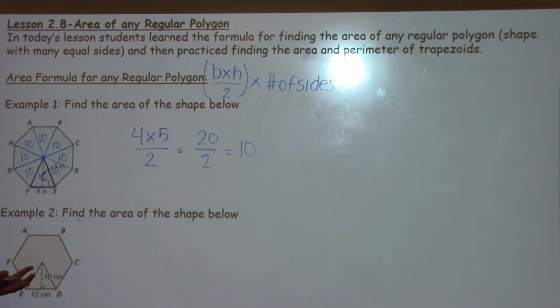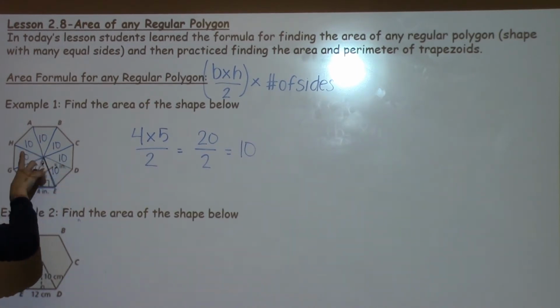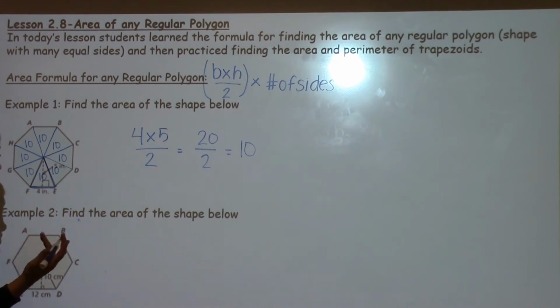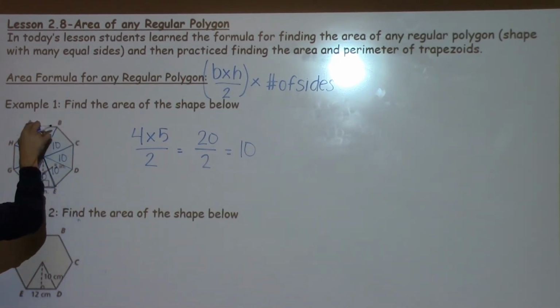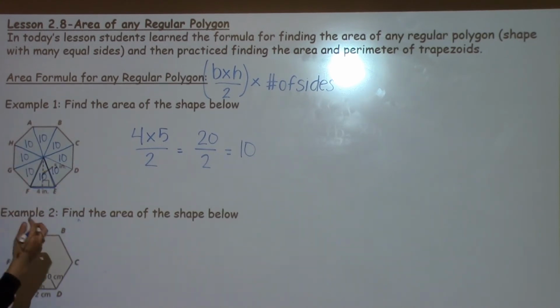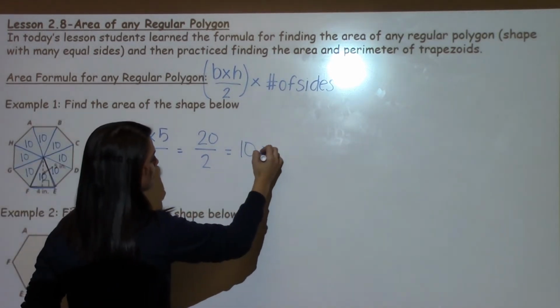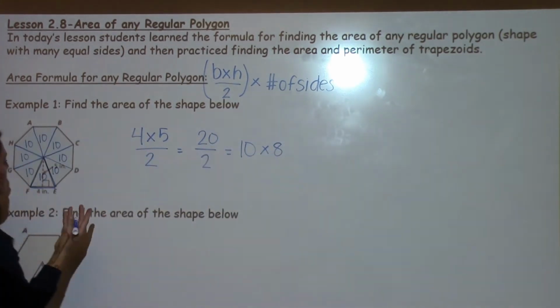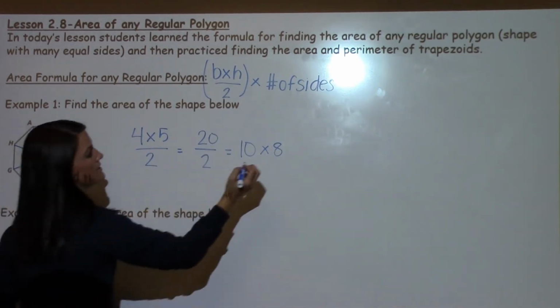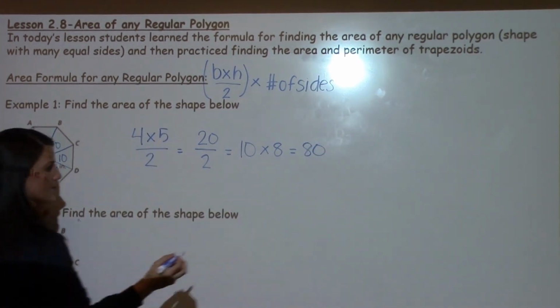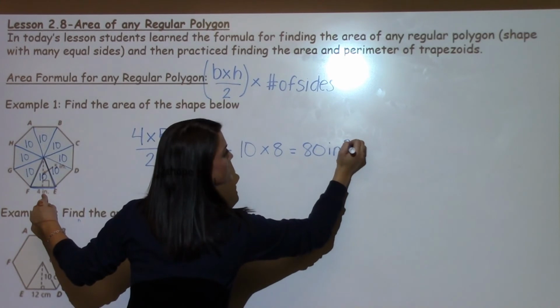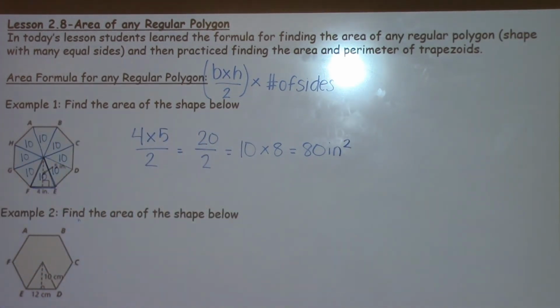Then all we have to do is count how many triangles we have. 1, 2, 3, 4, 5, 6, 7, 8, which should be equivalent to the number of sides in your shape. And then all you have to do is take 10 times the number of sides, or the amount of triangles, to get your final answer. And in this case, it is 80. We are working in inches, so 80 inches squared because we're working with area. So we're going to move on to the next example.